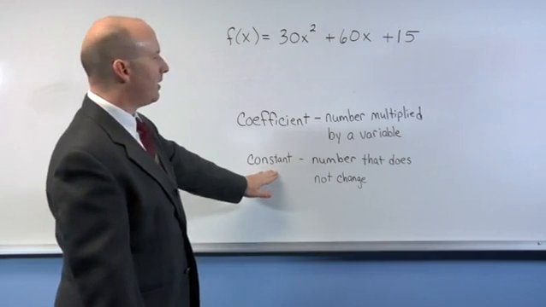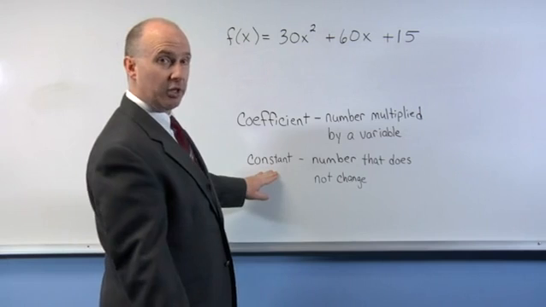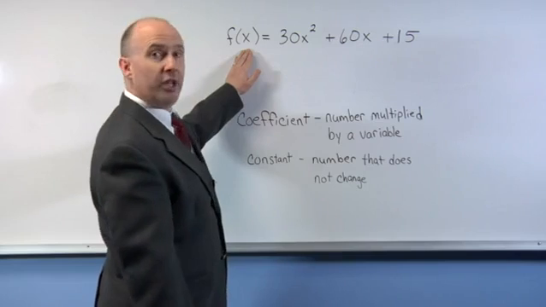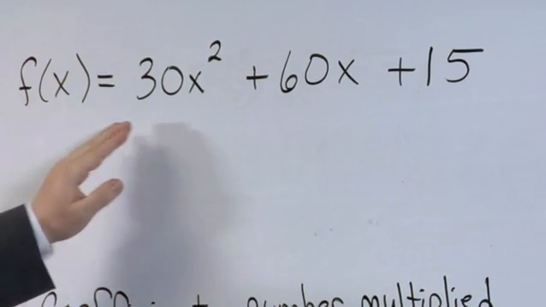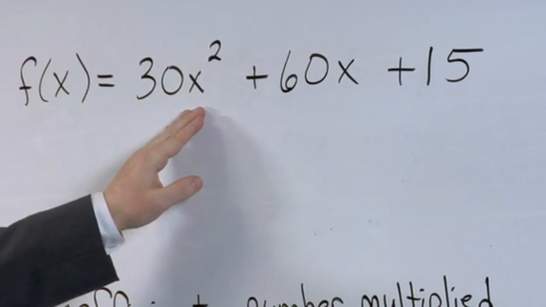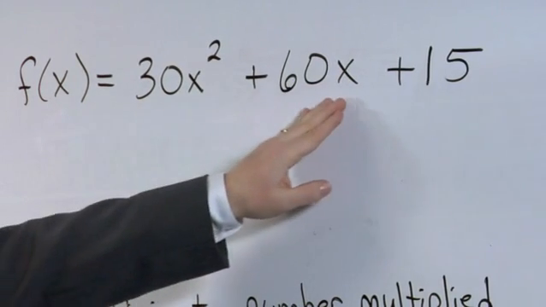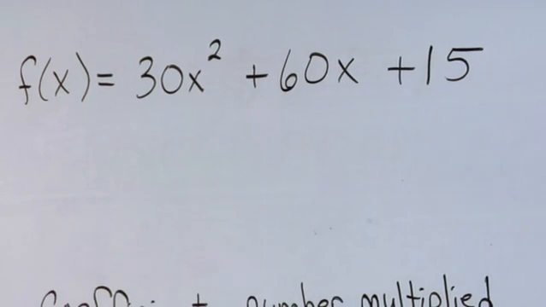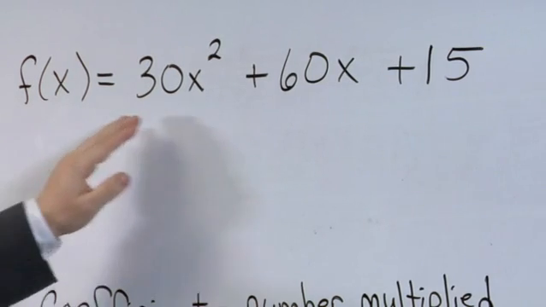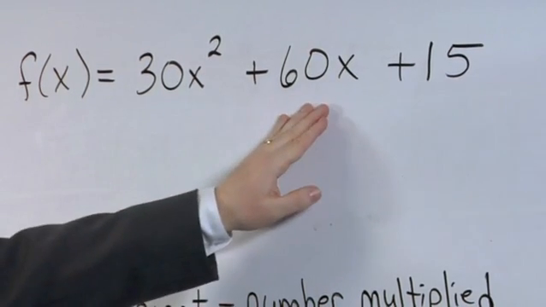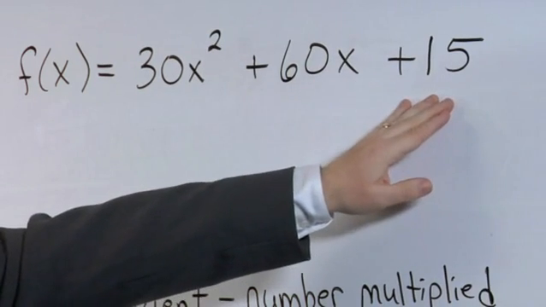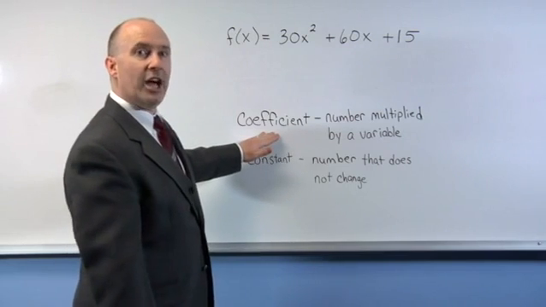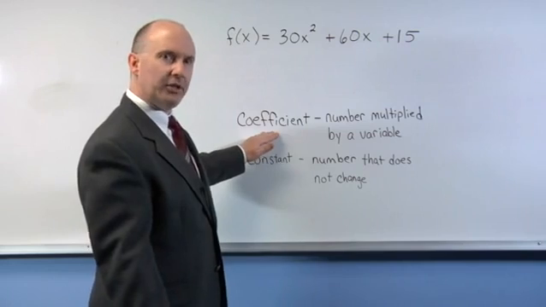In fact, a constant is a number that does not change depending on what the variable is. For example, if I plug in the value of 0 for x, and I substitute 0 for x all the way through, this value would change, this value would change, and this value would not change. It's a constant. If I plug in 2 for x, this value changes, this value changes, but this value remains 15. So therefore, 15 itself cannot be a coefficient, but can it be a factor?